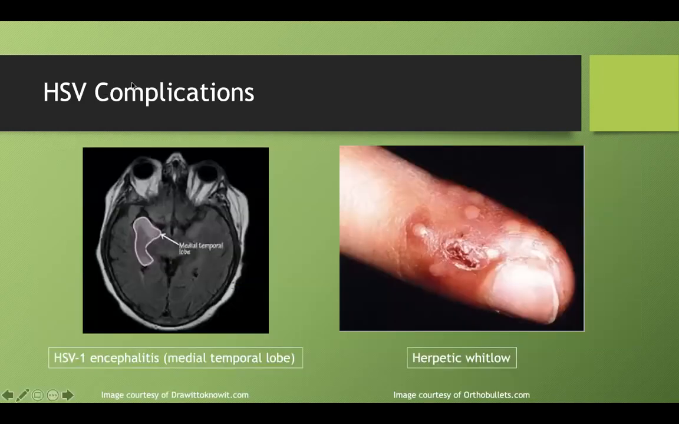And so you can see, the first complication I'll show you is this medial temporal lobe encephalitis right here. And like I said, you'll see it classically in a person who has a seizure. They'll give you a CT scan or an MRI, which will show this lesion in the medial temporal lobe, and you'll have to deduce, okay, that's probably HSV1. And then here's herpetic whitlow, which is just a complication of herpes that spread to the finger.